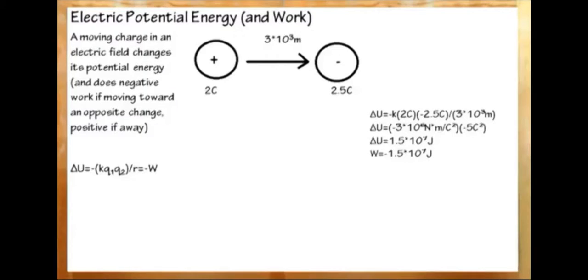To recap, every charge in an electric field has electric potential energy. When it moves, we can calculate the change in its electric potential energy through the equation negative kQQ over r, where k is Coulomb's constant. Each of those two Q's is one of the charges, either the moving one or the one generating the field, and r is the distance moved by the moving charge. The change in electric potential energy is also equivalent to the negative work that is performed.